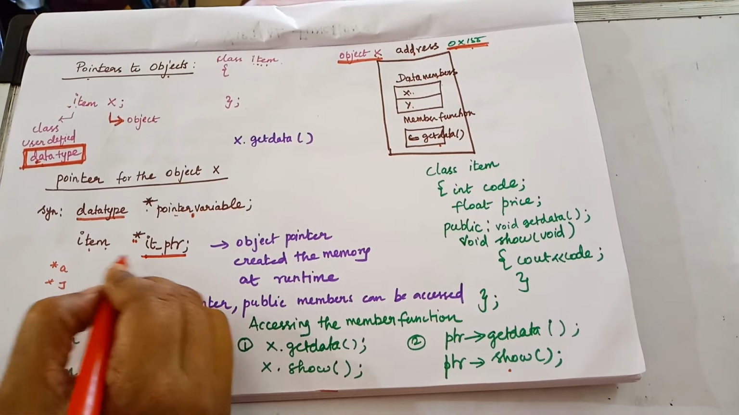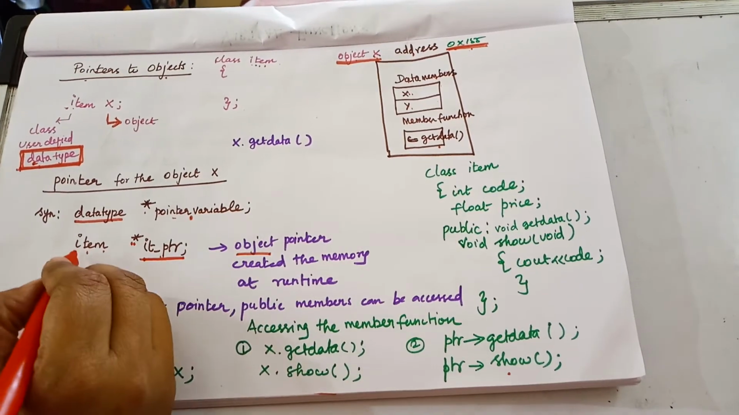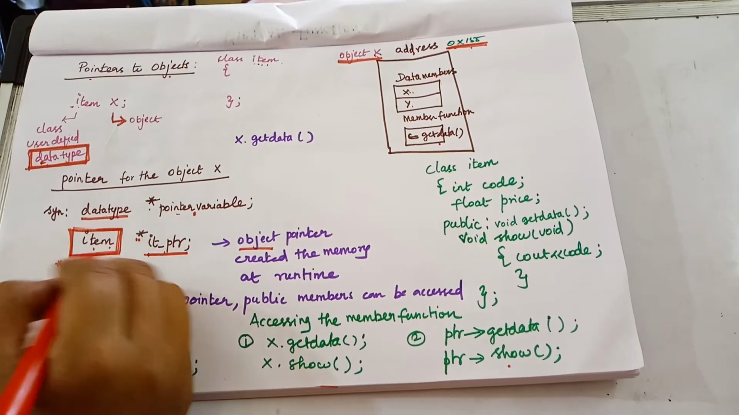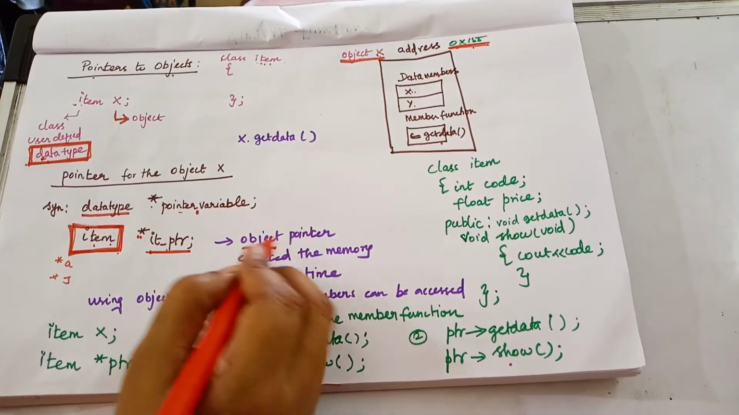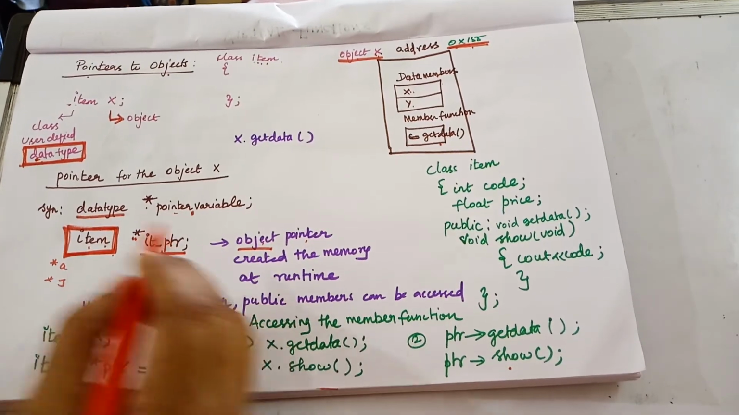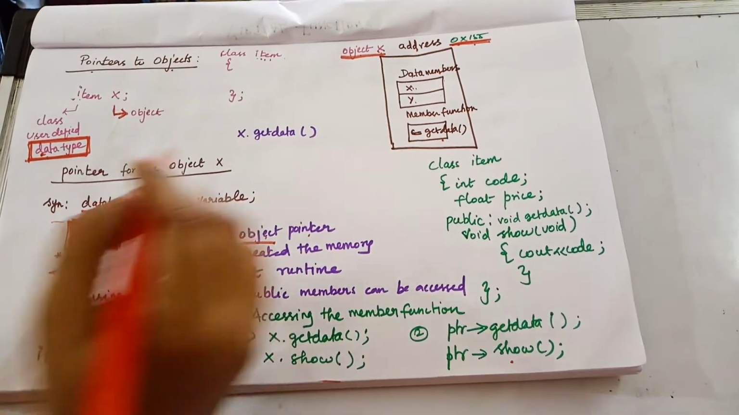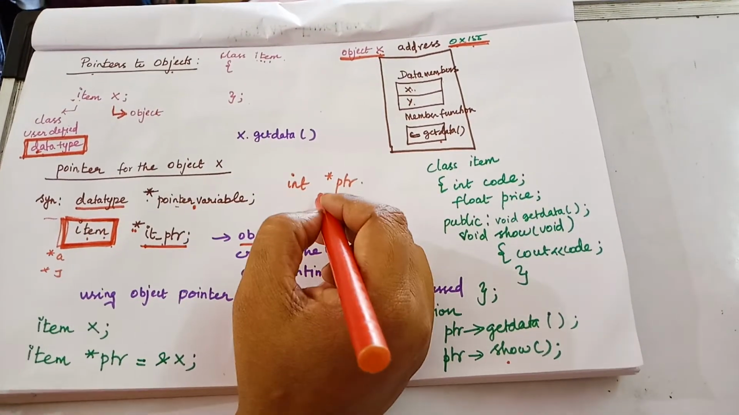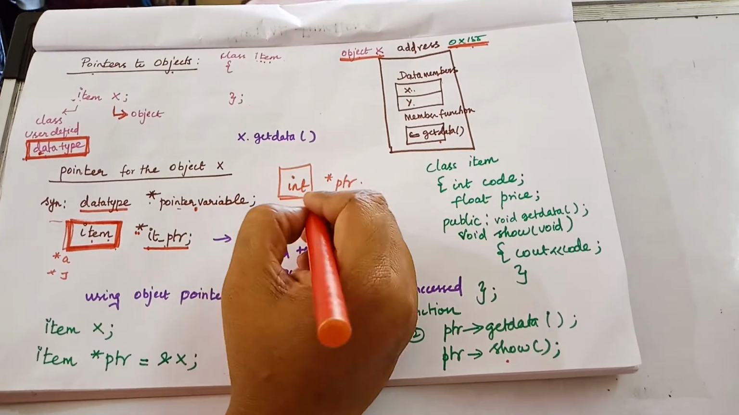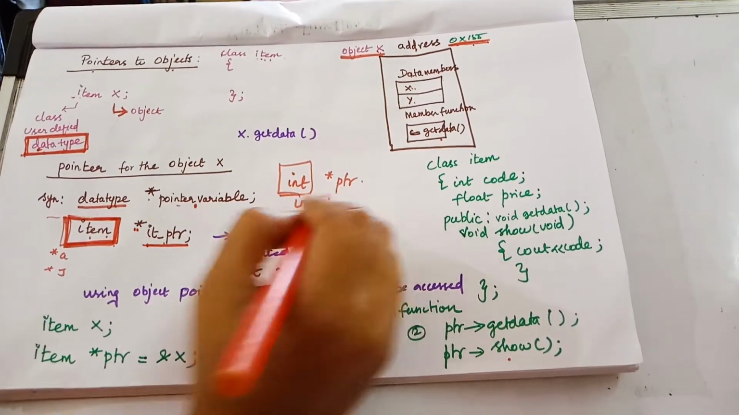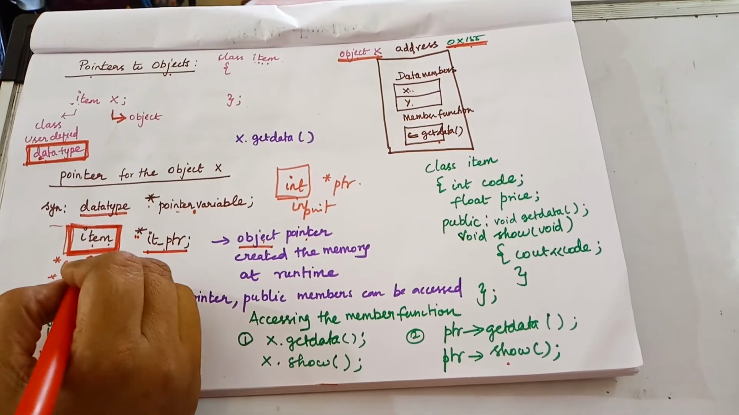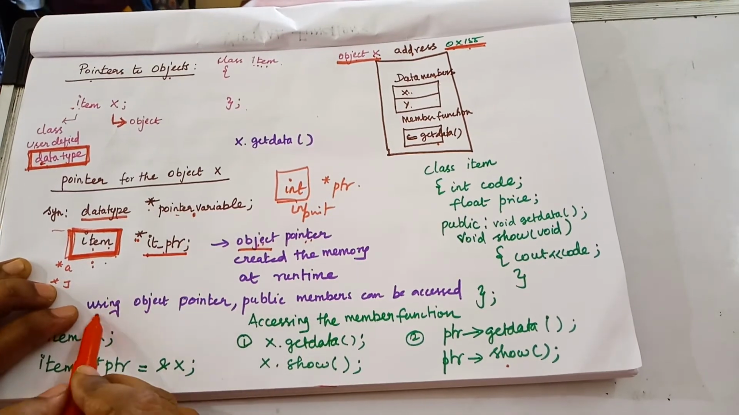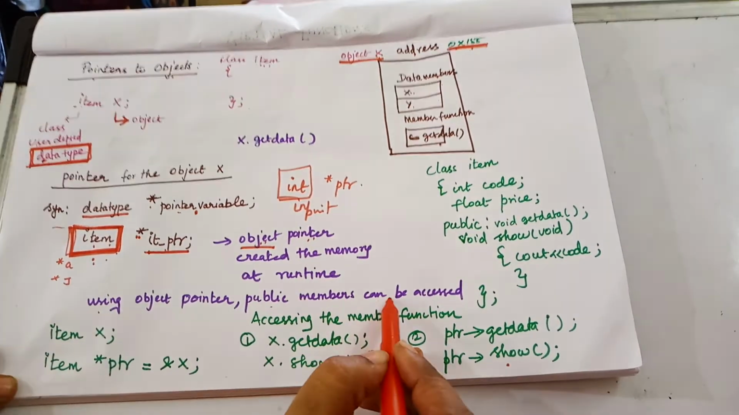Why is it called an object pointer? See here, this is your user defined data type. That's why it is called an object pointer. There is no other difference, only the data type. Normally a pointer is created like this, PTR. Everything is the same, only one difference: this one is inbuilt, and this one is a user defined data type. That's why it is called an object pointer. Okay.